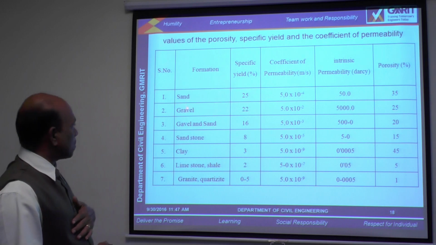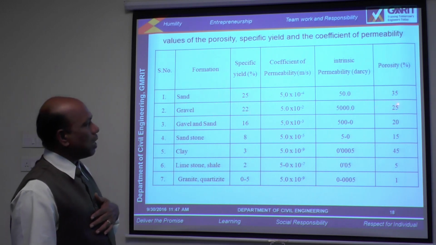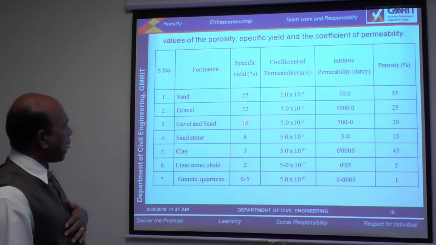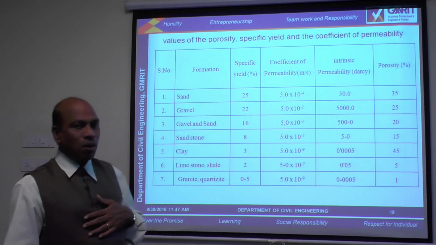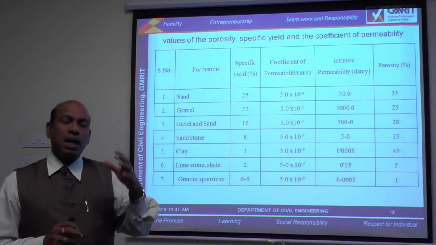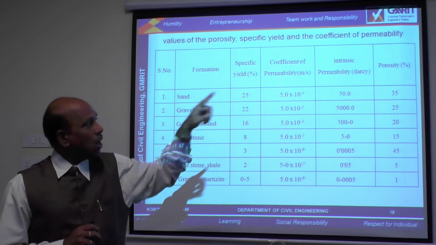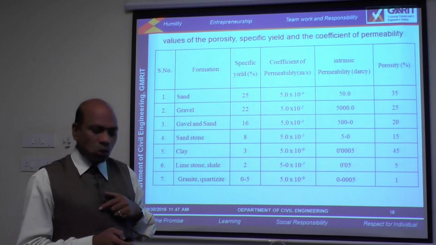So these are the values for gravel. In case of gravel, the specific yield is 22% and the porosity is equal to 25%. In case of gravel and sand, the specific yield is 60% and porosity is equal to 20%. So here what we have to understand is that the flow rate from the soil mainly depends upon the coefficient of permeability, not on the porosity of the soil mass.